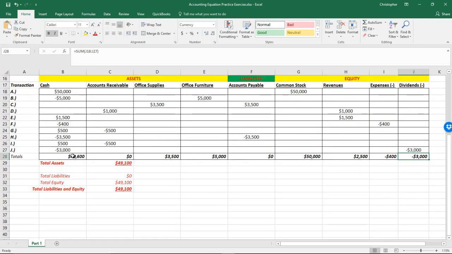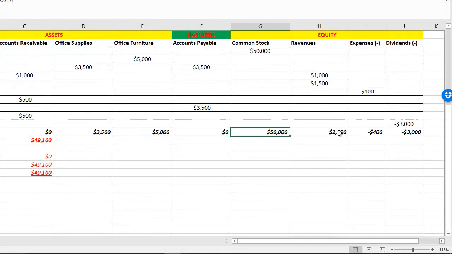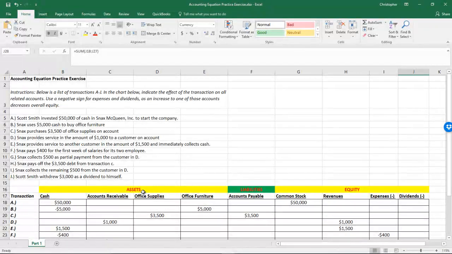After all is said and done, we could take a look at each of these accounts and their final balance. And you'll notice the total assets when you add them up are $49,100. The total liabilities and equity are $49,100. So we are in balance, and that was the goal of this entire assignment. So hopefully this walkthrough has helped to clarify any issues you may have had when you went through the problem yourself.